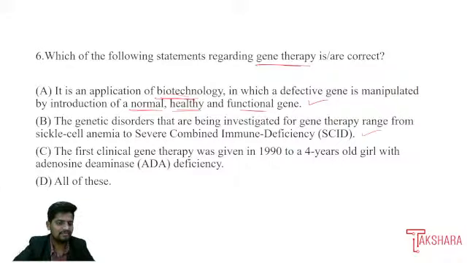And the first clinical gene therapy was given in the 1990s to a 4-year-old girl with a deficiency syndrome, that is, adenosine deaminase deficiency. So option C is also correct. According to the statements related to the question on gene therapy, all the statements are correct, so option D will be the correct option for question number 6. Okay.